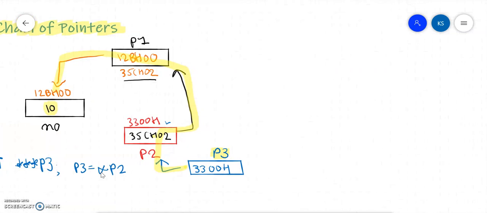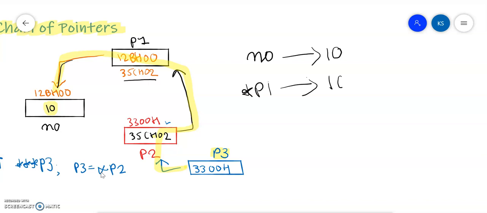Now the question is, if I want to print, what will I get? If I print no, what will I get? 10. Okay. If I print *p1, what will I get? Because p1 is pointing to this, the value of the variable it points to, so 10.